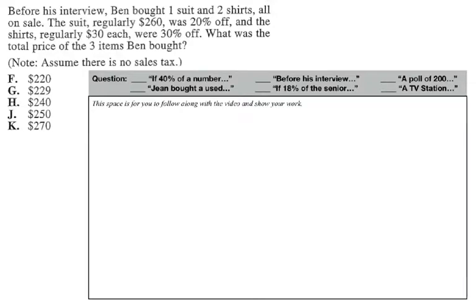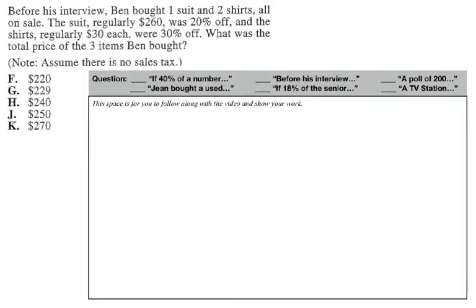This is the question from the ACT percent benchmark that's about buying suits and shirts. The question says, before his interview, Ben bought 1 suit and 2 shirts, all on sale. The suit, regularly $260, was 20% off, and the shirts, regularly $30 each, were 30% off. What was the total price of the items Ben bought?